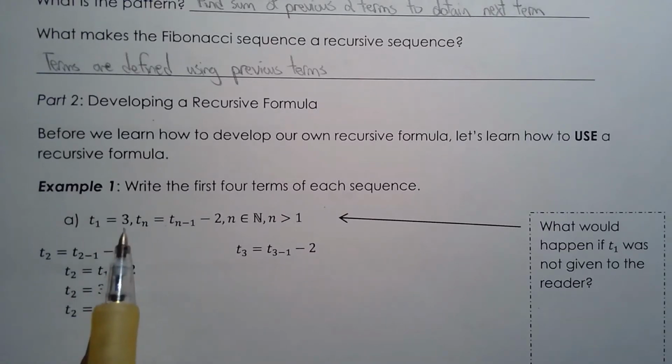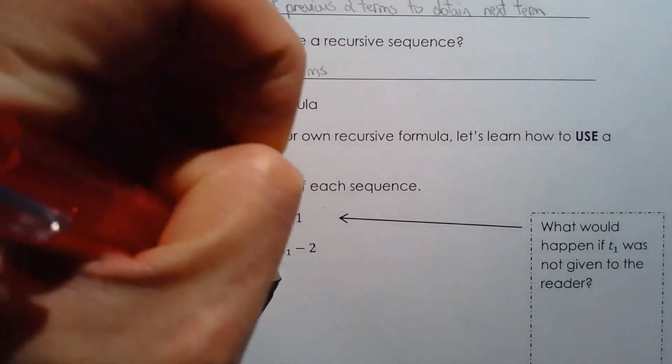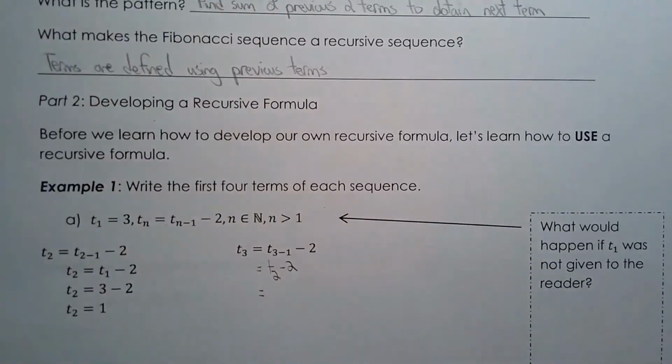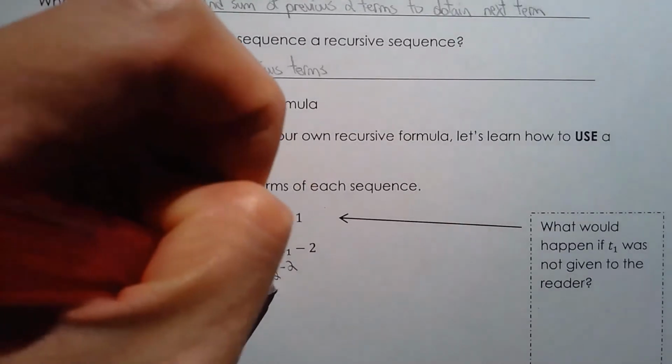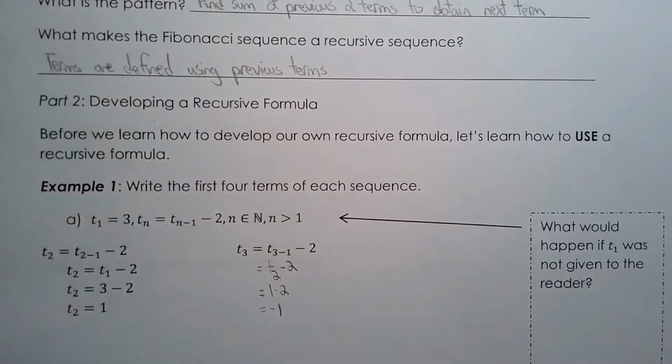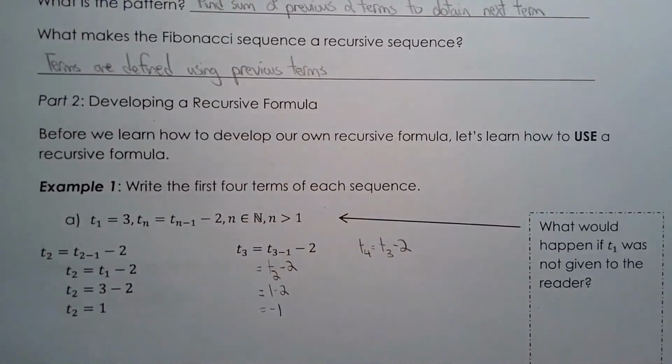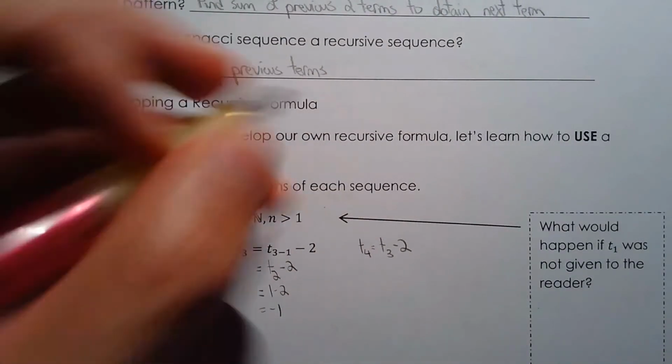3 minus 2 is 1. So to find the third term, I'm going to take the second term and subtract 2. Well, what's the second term? 1. So 1 minus 2 is negative 1. So now let's find the fourth term. The fourth term is the third term minus 2, right? The previous term is the third term. So luckily, I know what the third term is. Negative 1 minus 2, which is negative 3.